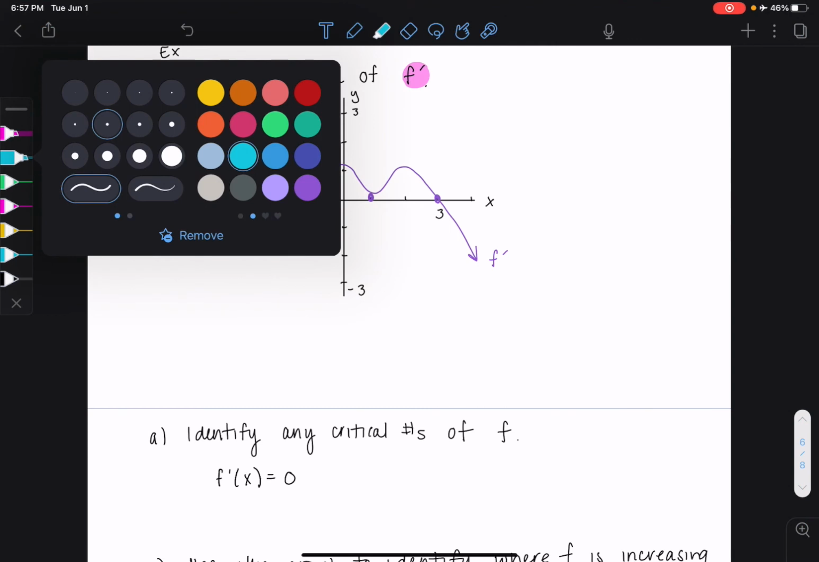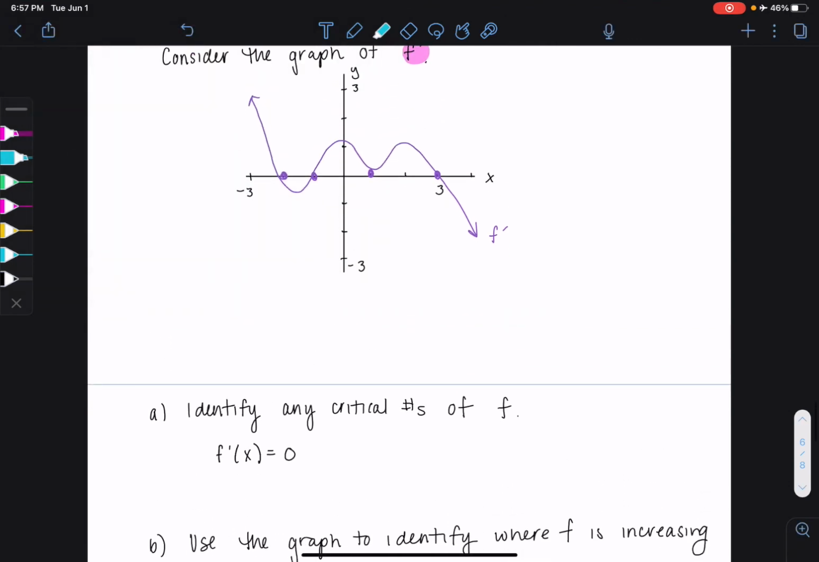So I have quite a few spots that happens for: -2, -1, 1, and 3. For all of those values, my derivative is equal to 0. So the x values this happens for are -2, -1, 1, and 3. These are the critical numbers.